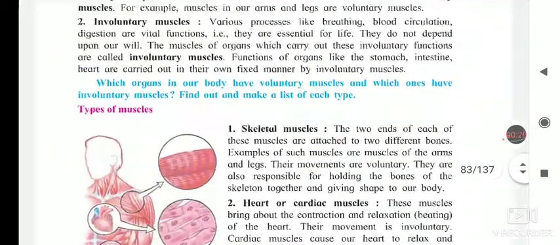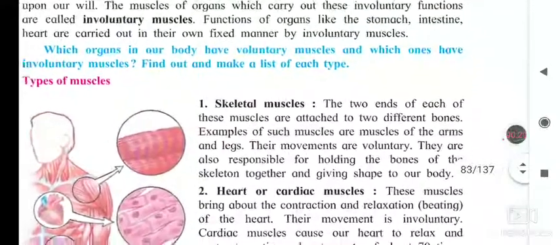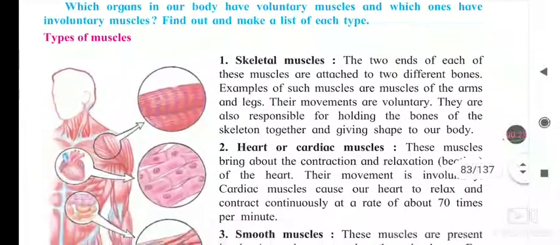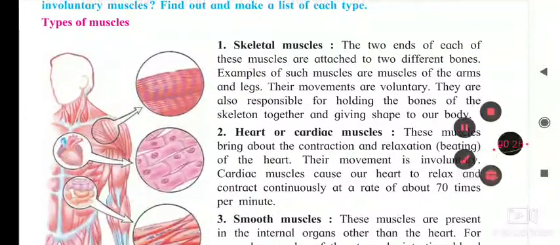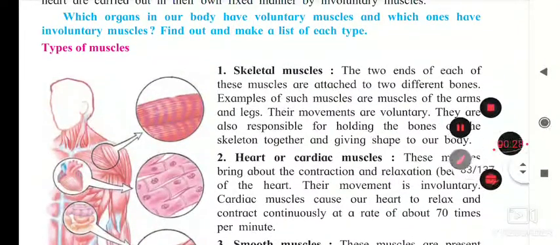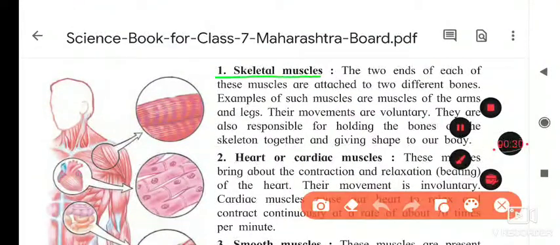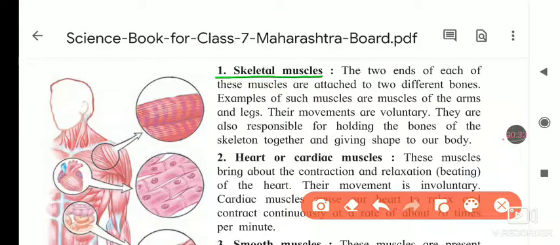Now the next point is the types of muscles. Inside the types of muscles, the first muscle is the skeletal muscles. Like voluntary and involuntary muscles, there are some other types of muscles also, and inside it, skeletal muscle. So these muscles are there.